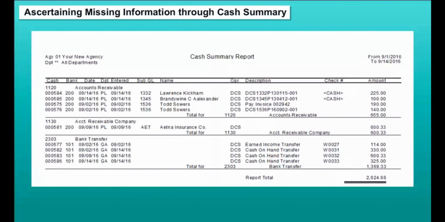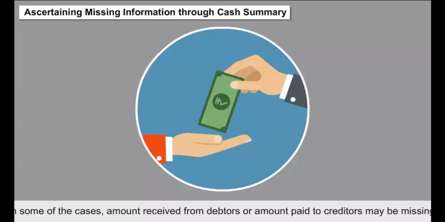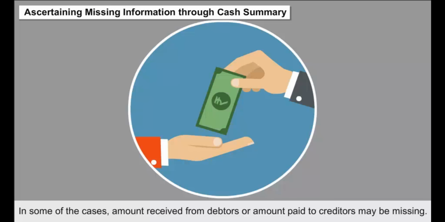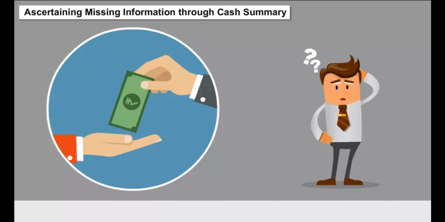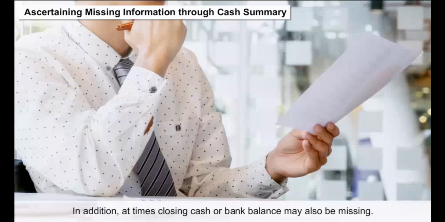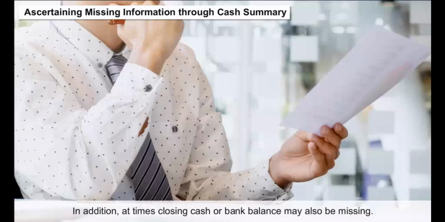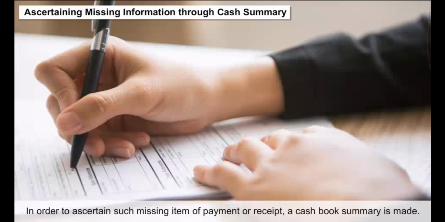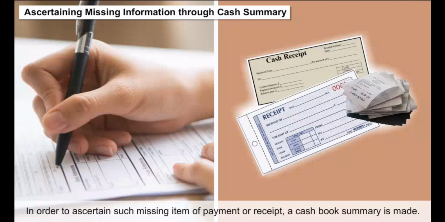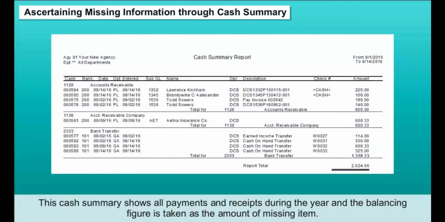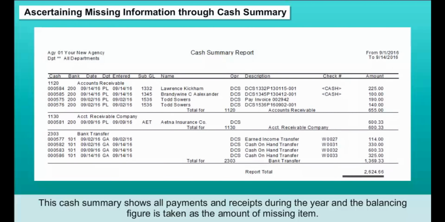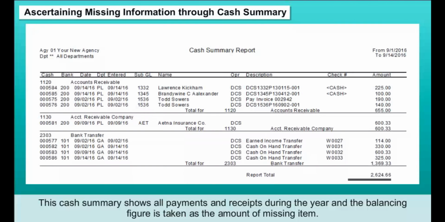Ascertaining missing information through cash summary. In some of the cases, amount received from debtors or amount paid to creditors may be missing. In addition, at times closing cash or bank balance may also be missing. In order to ascertain such missing item of payment or receipt, a cash book summary is made. This cash summary shows all payments and receipts during the year, and the balancing figure is taken as the amount of missing item.